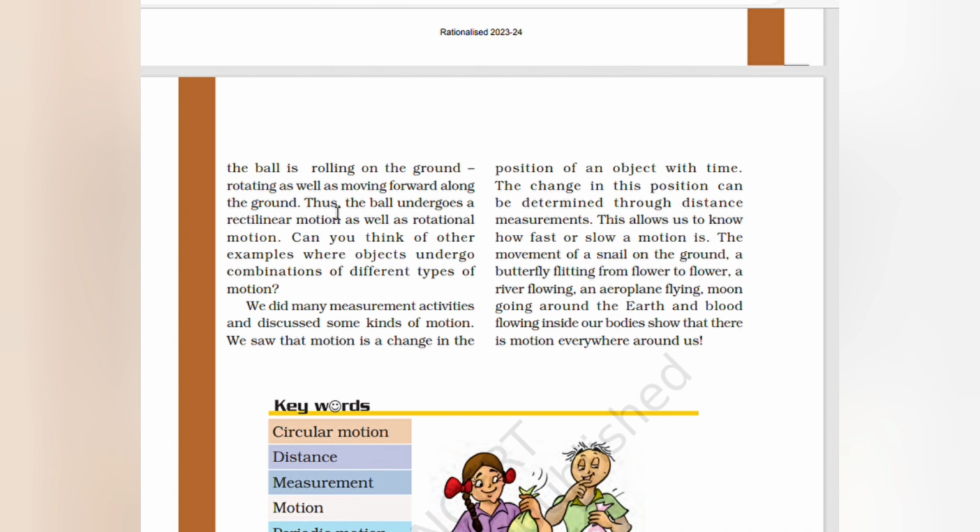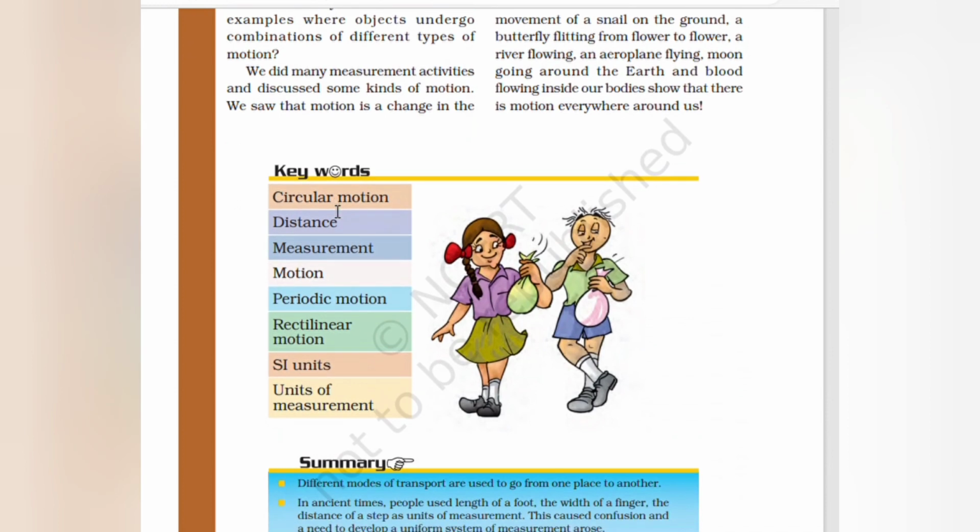The movement of a snail on the ground, ഒച്ചിൻ്റെ ഇഴച്ചില് ഗ്രൗണ്ടിൽ, and butterfly flitting from flower to flower, ഒരു പൂവിൽ നിന്നും അടുത്ത പൂവിലേക്ക് പൂമ്പാറ്റകൾ പോകുന്നു. A river flowing, നദി ഒഴുകുന്നു. And aeroplane flying, moon going around the earth and blood flowing inside our body shows that there is motion everywhere. എല്ലാ ഭാഗത്തും എന്താണുള്ളത്? അനക്കം അല്ലേ, മൂവ്മെൻറ്റ്.